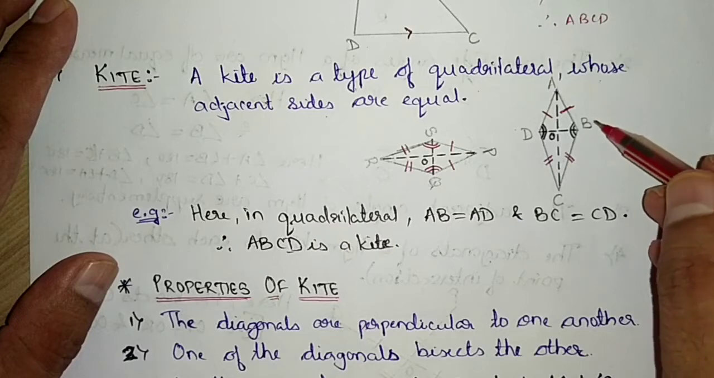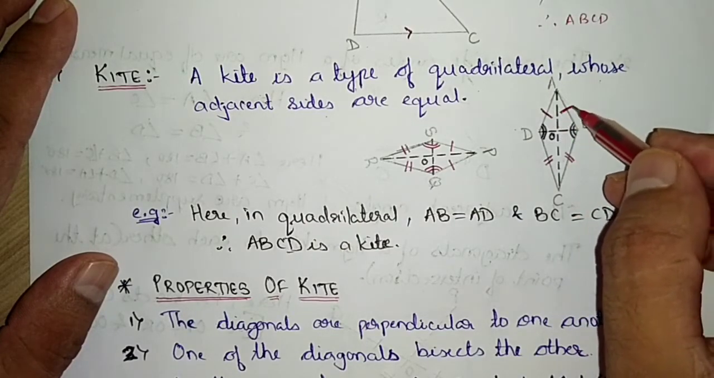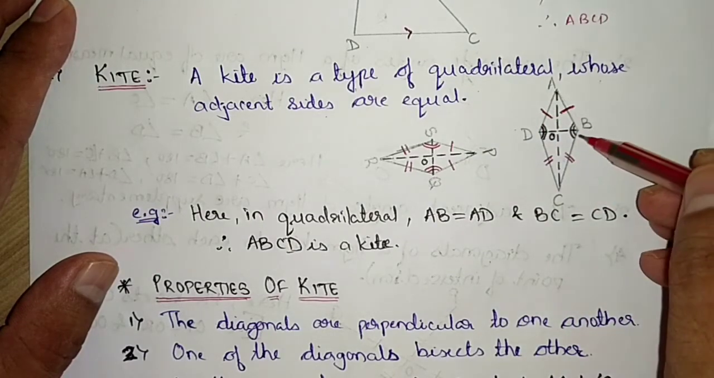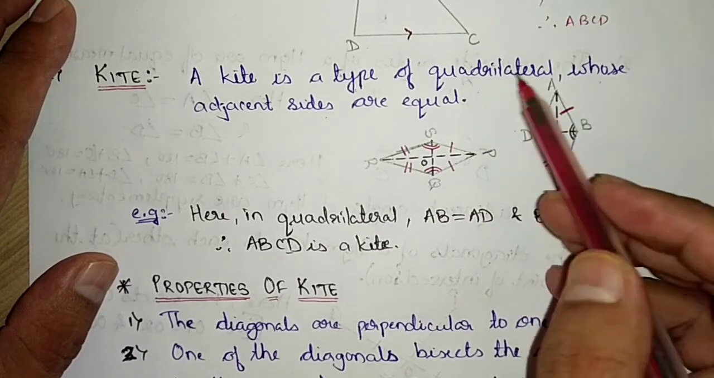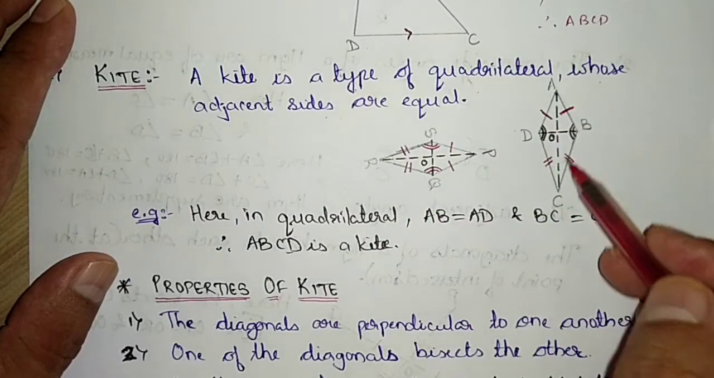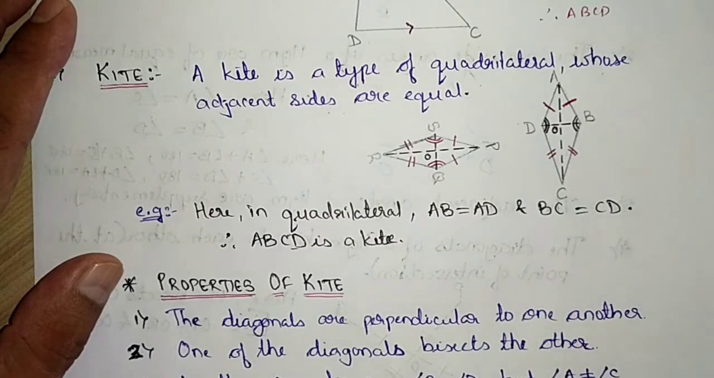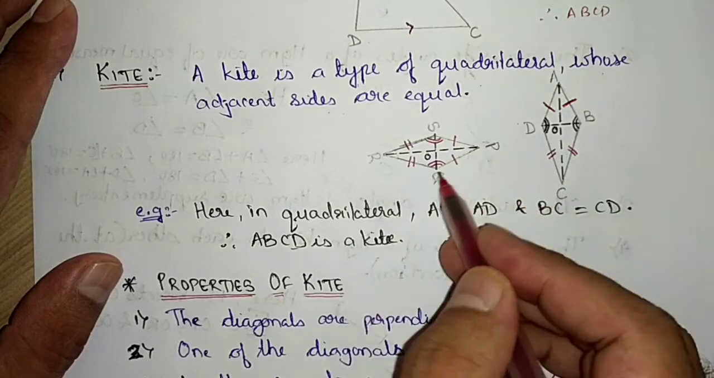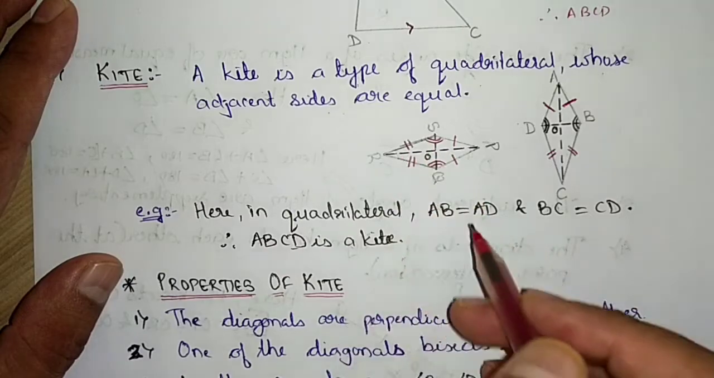Here equal sides are represented by the same symbol. If they have the same symbol, that means they are equal in length. Also BC and CD are equal in length. So in a kite, adjacent sides are equal, that is AB and AD are equal and BC and CD are equal. BC and CD are also adjacent sides. If I rotate this kite and put it like this, here PQ and PS are equal and QR and SR are equal.